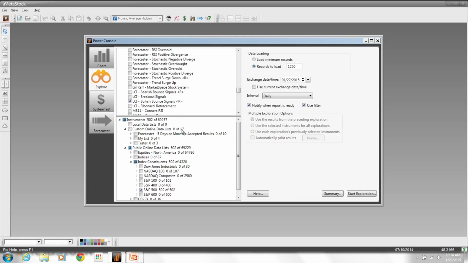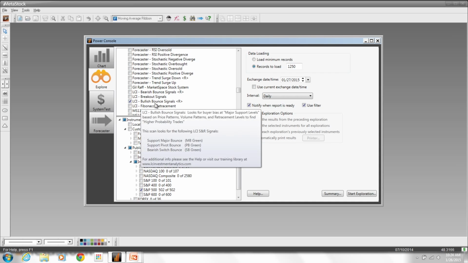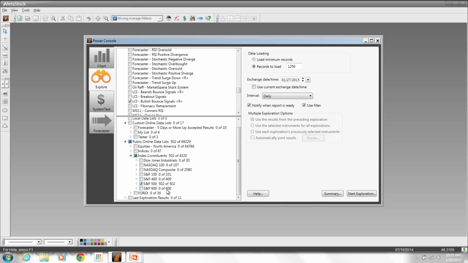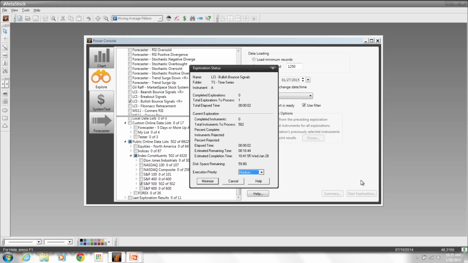For now, we're going to focus on the bullish bounce signals to give ourselves an opportunity to look at what the system is giving us. So I'm going to select the bullish bounce signal, and then I'm going to check the S&P 500. I'm going to run it based off of daily data and go ahead and click Start Exploration. So now what this system is doing is it's going through and it's calculating all the potential signals, buy signals that we have from the LCI expert.